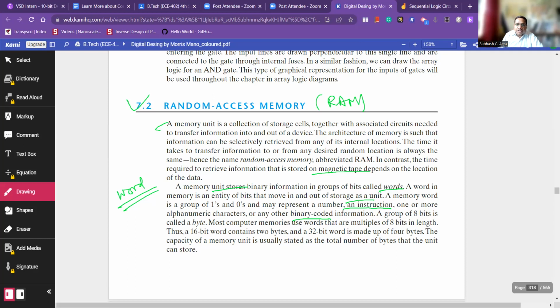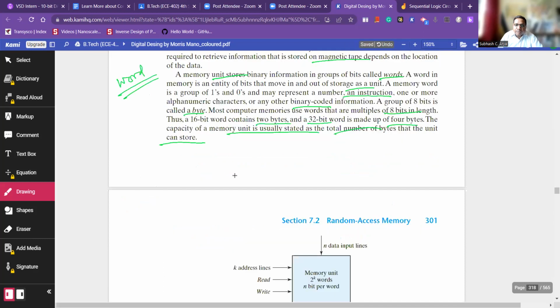A group of 8 bits is called a byte, and a group of 4 bits is called a nibble. Most computer memories use words that are a multiple of 8 bits in length. Thus, a 16-bit word contains 2 bytes, and a 32-bit word is made up of 4 bytes. The capacity of a memory unit is usually stated as the total number of bytes that the unit can store. So that is called the capacity of a memory unit.